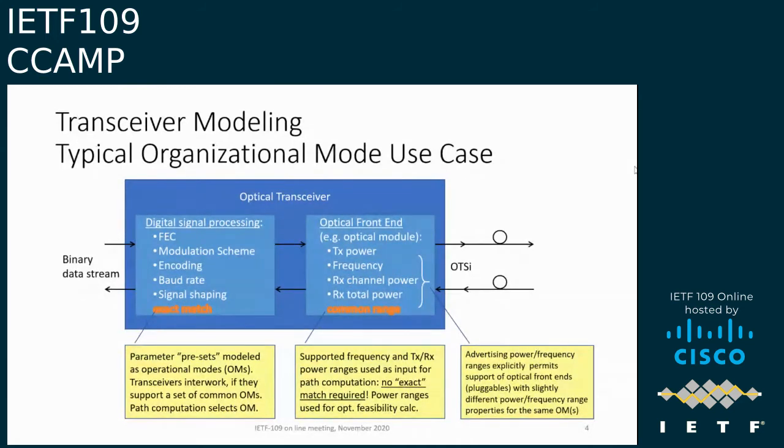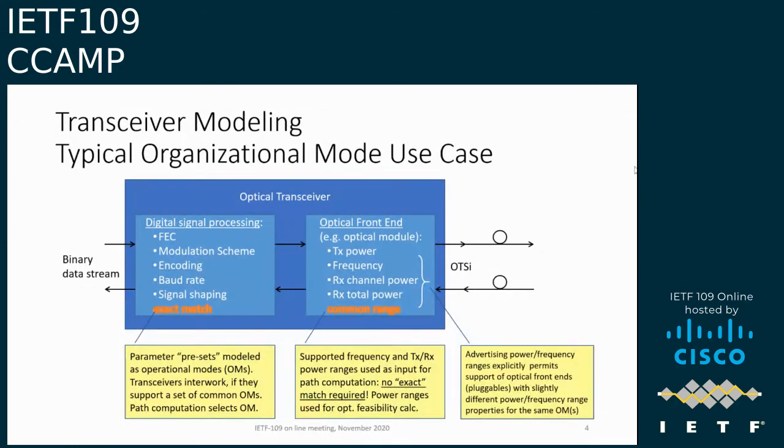Okay, here is a slide that tries to explain better the structure of the organizational mode. We want to show the mapping of the actual structure of the organizational mode with respect to the physical structure of the typical optical transceiver. So we have two different blocks. We have a part related to the digital signal processing, and in this part we have the set of parameters that are subsumed, so implicit, in the organizational mode, in the operational mode. And then there is the optical front end that is managing power and frequency.